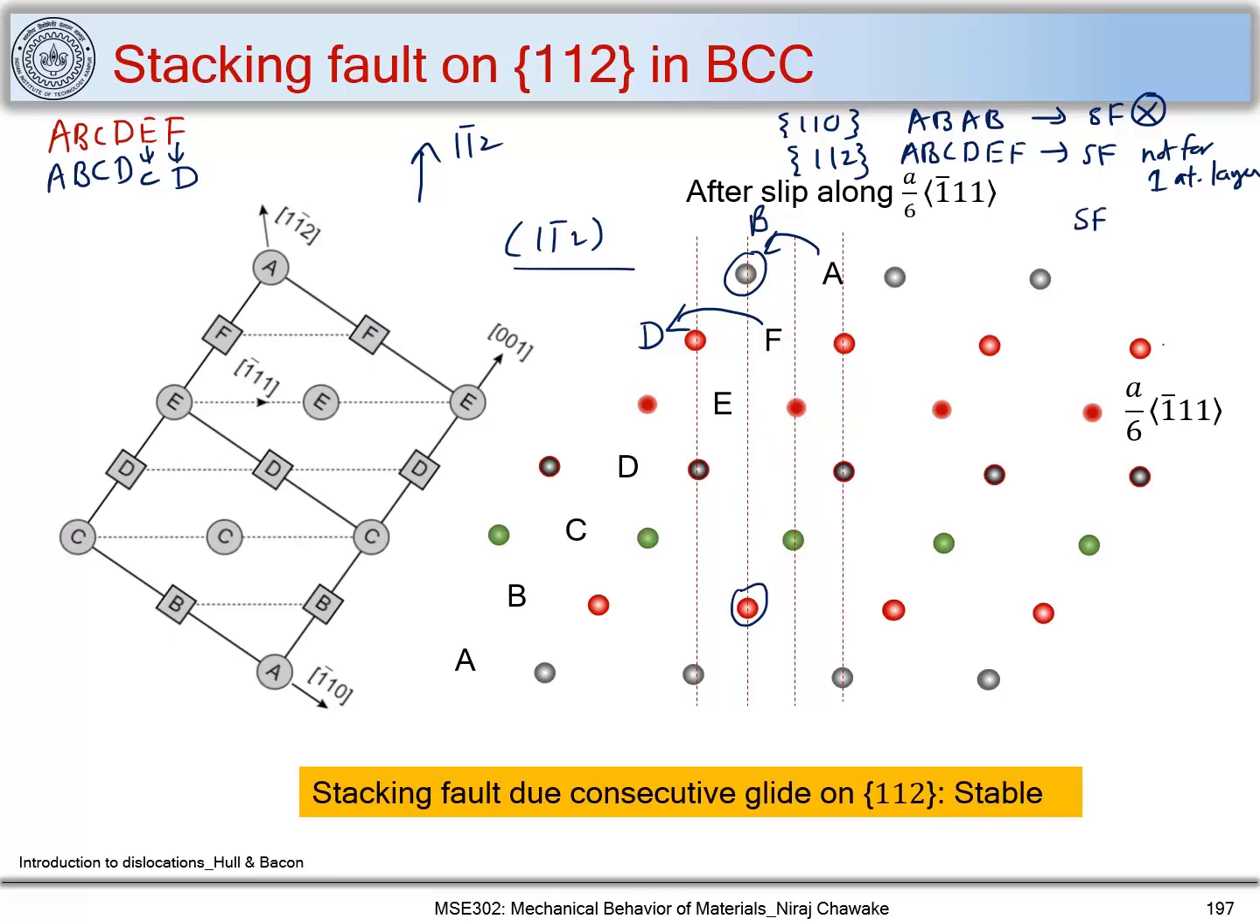And the other stacking fault which is possible is by consecutive glide of 112 planes, and this is possible. And in both the cases, what is the slip direction? It will be 111 type direction. And we'll be looking at the consequences of this when we discuss twinning in BCC materials. So with this, I will stop here.